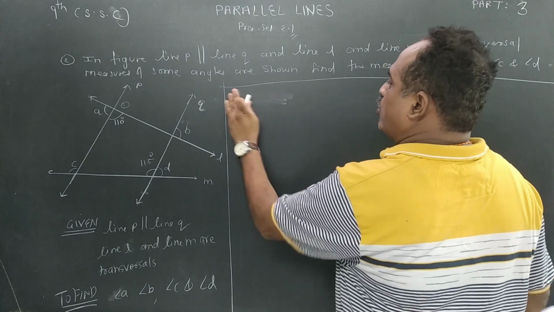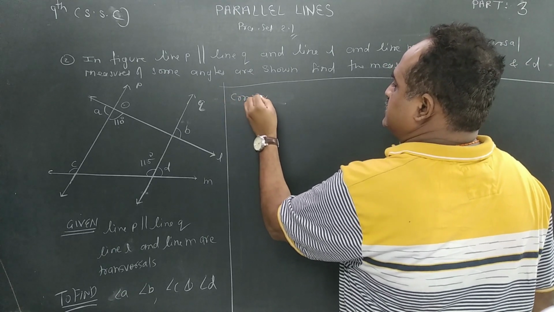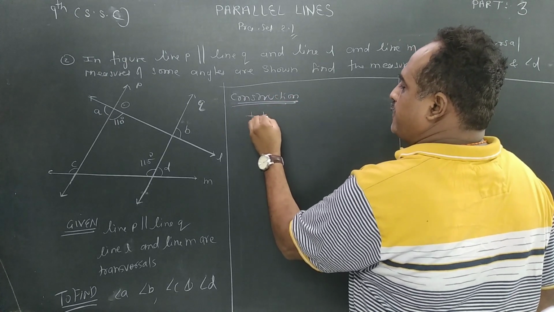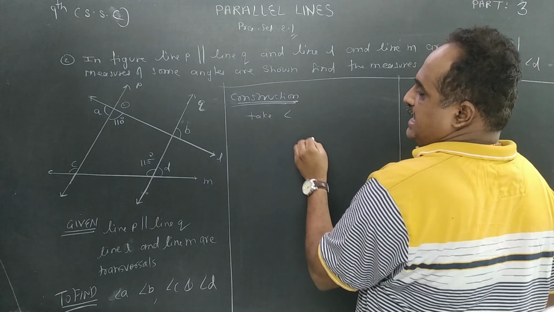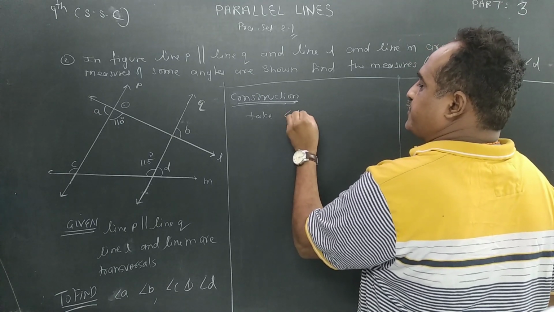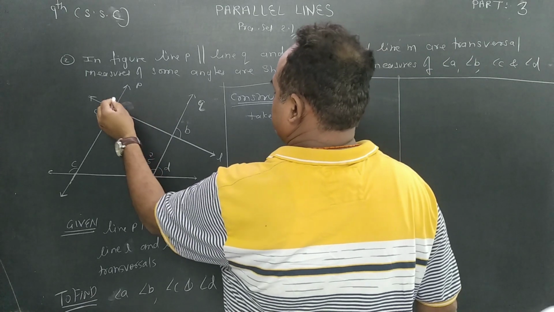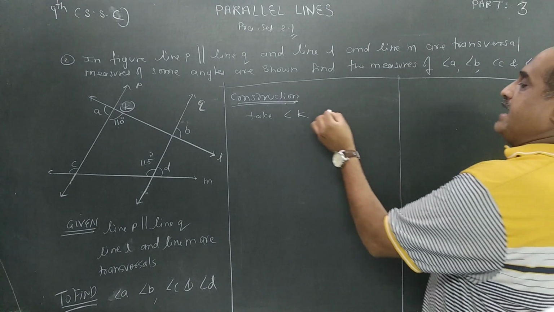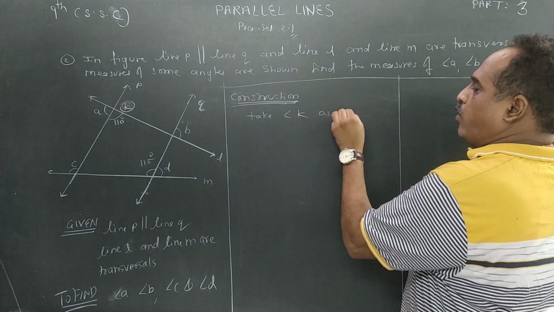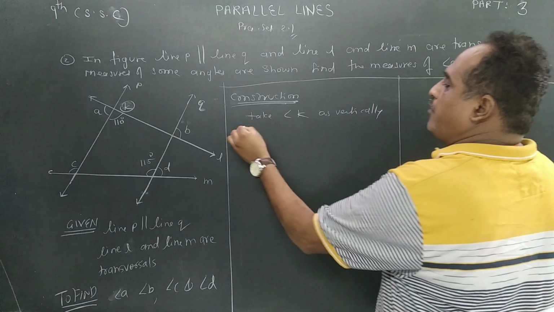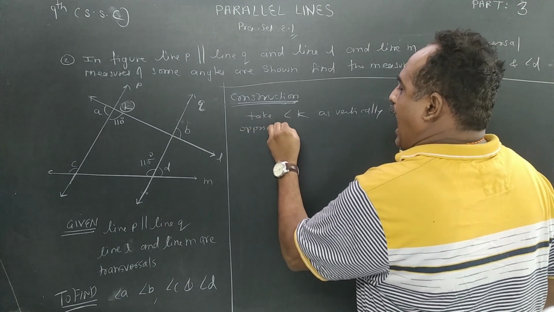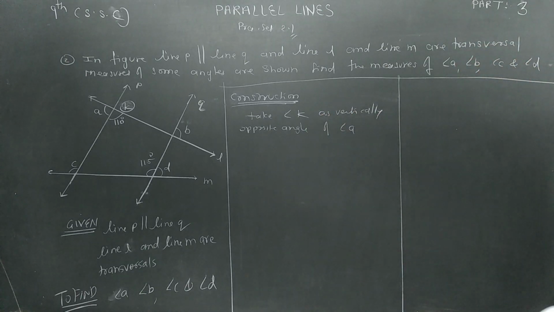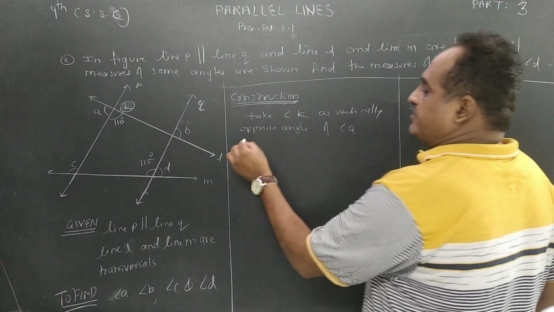Construction. Once again, what am I going to write? Construction. In construction, take angle, say K. I'm going to take this angle as K, as the vertically opposite angle of angle A. So now we will know that I have taken angle K in the figure. And then you start the solution.